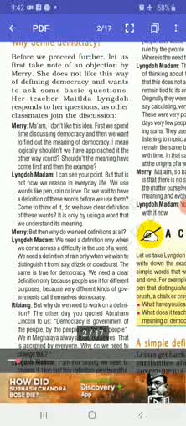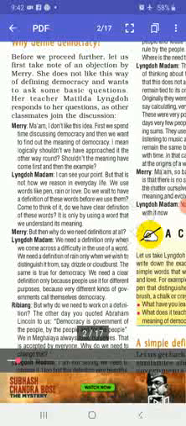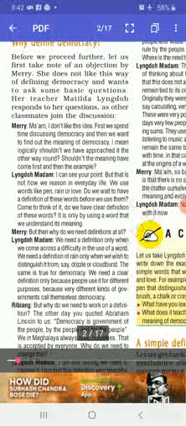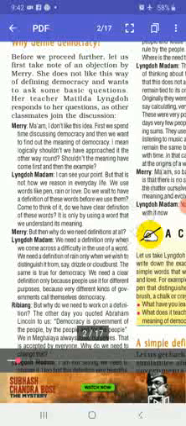Ma'am, I do not like this idea. First, we spend the time discussing democracy, and then we want to find out the meaning of democracy. I mean, logically, should we not have approached it the other way round? Should not the meaning have come first and then the example?